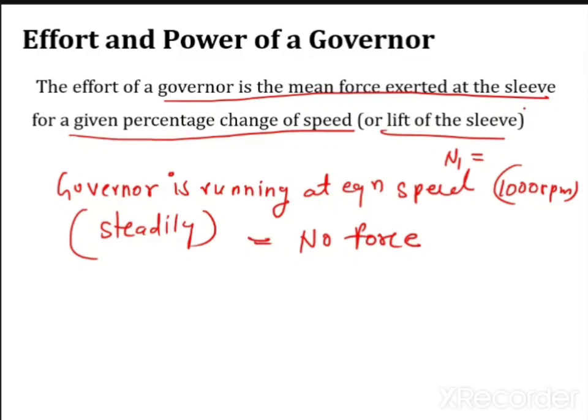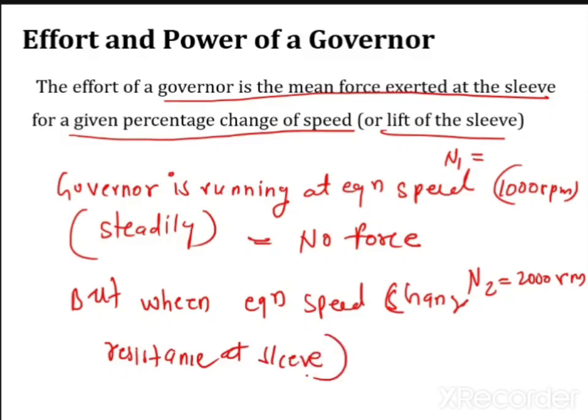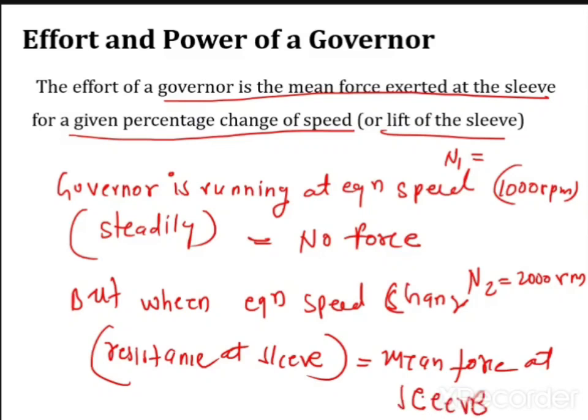But let us say that the equilibrium speed changes. Now the equilibrium speed can change from one point to another, and let us say the equilibrium speed is now n2 equal to 2000 rpm. Now what happens when there is a change in the speed? There is a resistance at the sleeve. This resistance at the sleeve means there is some force. This resistance is nothing but the mean force acting at the sleeve.